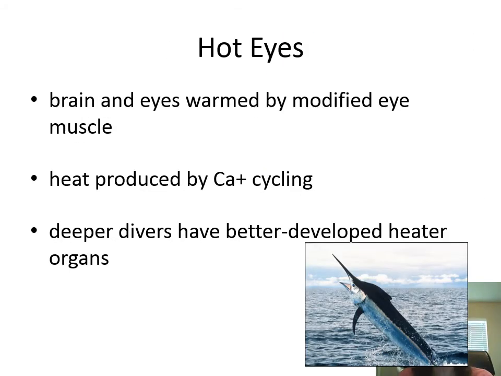We see some really cool examples of the heterothermy, the regional heterothermy. Here we have hot eyes. These we see in the billfishes. Their brain and the eyes are warmed by modified eye muscles. And in this case, they're producing the heat on a cellular level by cycling the calcium. And the deep divers, those that go deeper, so they're going to be in the colder water, have better developed heater organs than those that don't dive as deep. And this independently arose 3 times in the billfishes. So by protecting these parts of your body, your brain and your eyes, those are warmer. It's going to make you a better hunter at those deep, cold depths.